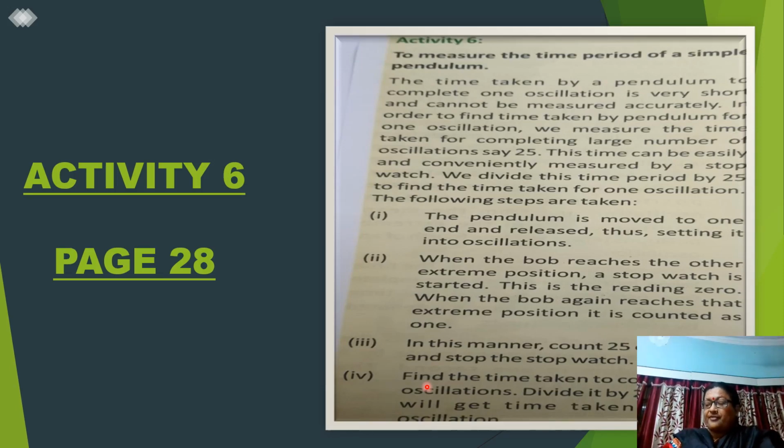After this, what we are going to do is find the time taken to complete 25 oscillations. Then you divide it by 25 and you will get the time for one oscillation. And by this activity you find an almost accurate value for the time period of a simple pendulum if you calculate it over a large number of oscillations. Is that clear? As simple as that, nothing more than that is there in this activity. Now let's go on to the next slide, please.